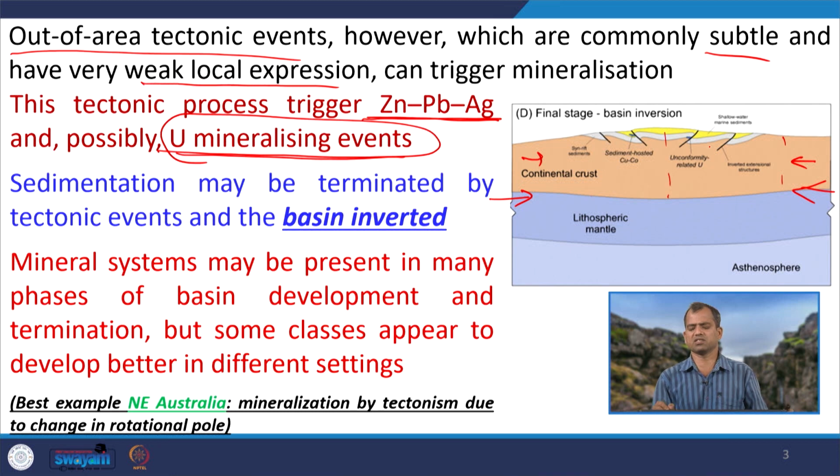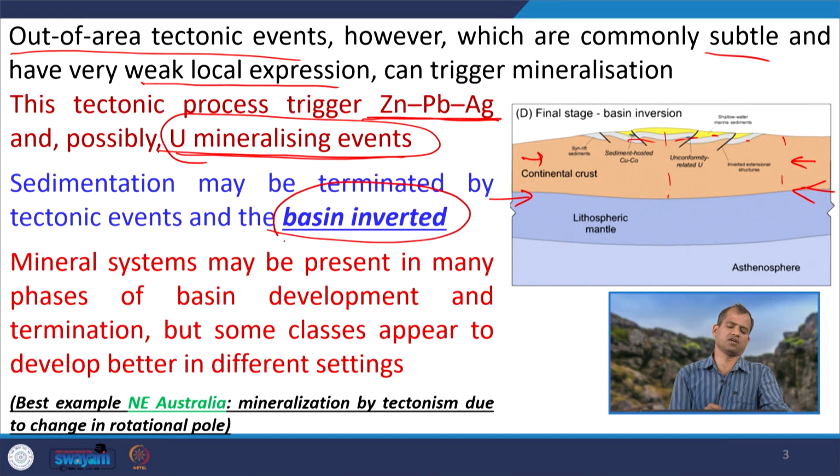So, that means whatever basins were formed and sedimentary rocks deposited, they will be crumpled, they will be deformed, this is folded, and finally the basin will be inverted. So, at the final stage of basin closure, we are going to invert the basin. Due to basin inversion, we are increasing the thickness, the temperature, and the pressure. So, those sediments or minerals present there will be remobilized and reprecipitated in the existing temperature and pressure condition, and at places they will be enriched.